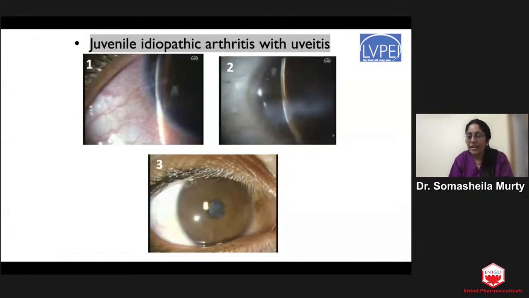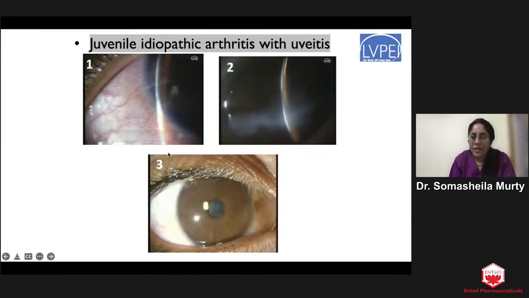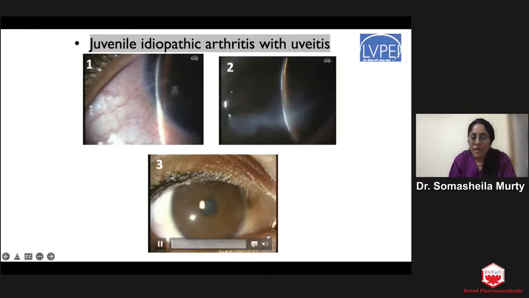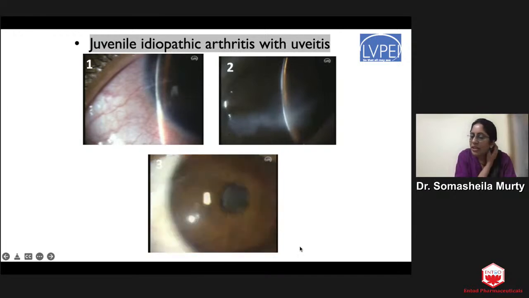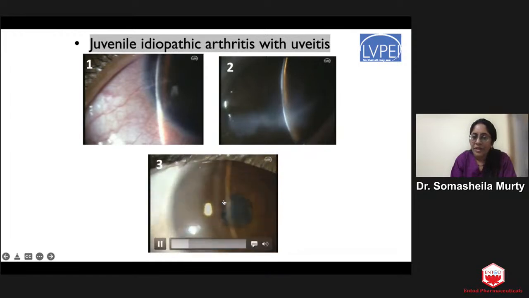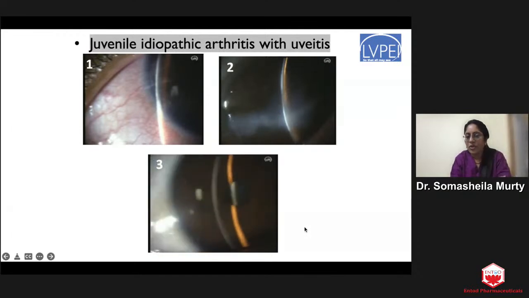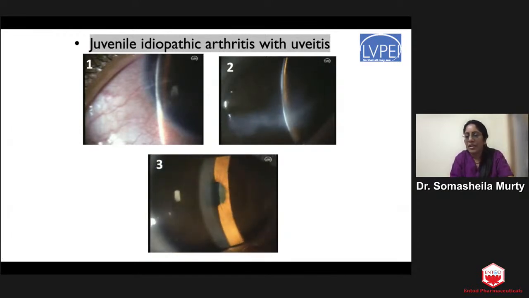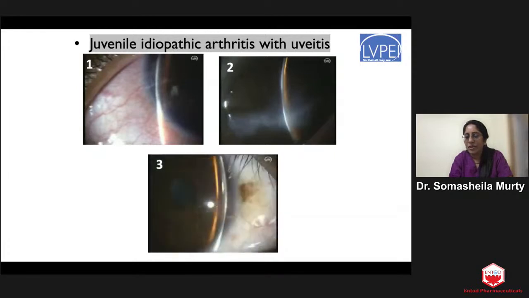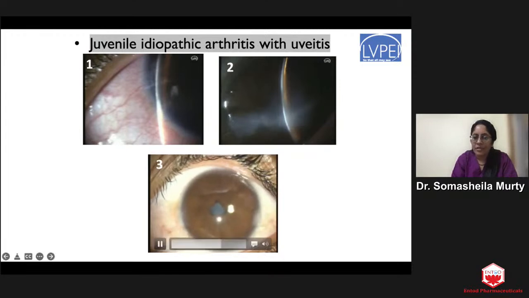So we managed by starting the child on immunomodulators, and the patient underwent pars plana lensectomy and vitrectomy, and subsequently did well with decent vision. There's one more case, not JIA, of a pediatric patient who has very mild anterior segment inflammation. There are posterior synechiae, and the test for JIA as well as the history of joint inflammation was not there for this patient. But this patient continues to have recurrent episodes and is now doing well with systemic immunomodulators.